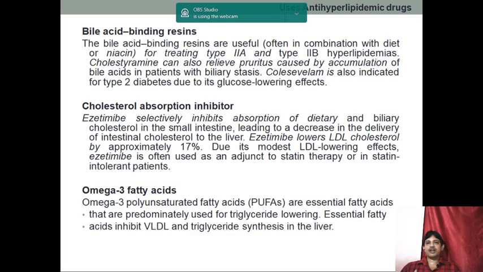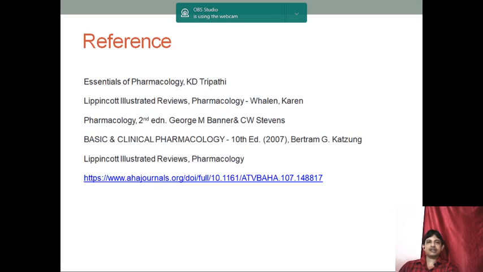So these are the different drugs, and these are some of the references through which you can go through different books and links, and it will be very easy to understand this. So I hope you have understood. We will discuss if you have any doubt.